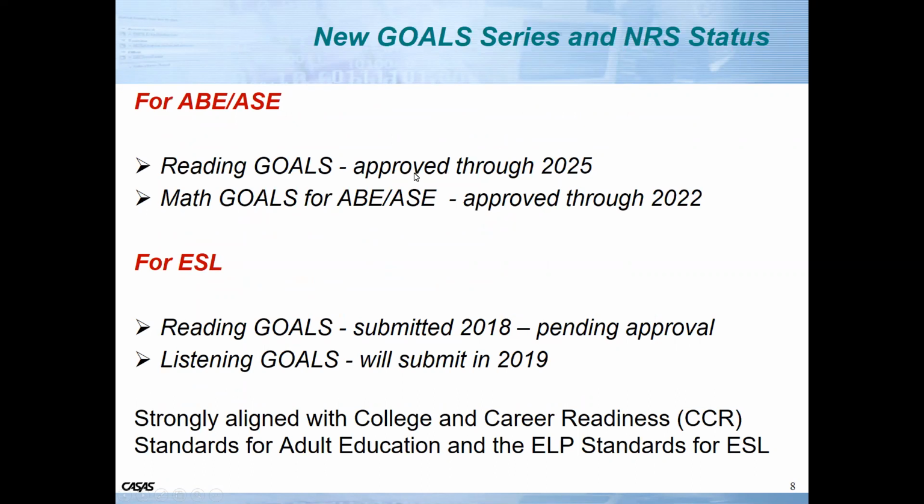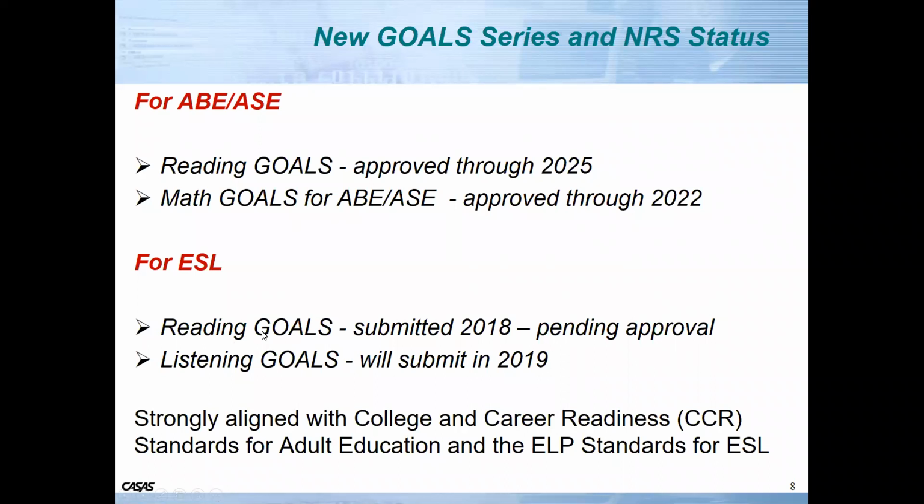All right, now just to summarize where we are with all of the new tests in our new goals series, and it is a little complicated, sorry for that, but there's nothing we could do about it. The reading goals for ABE and ASE is, as I just mentioned, approved through 2025, and the math goals, also for ABE and ASE, is approved through 2022. Okay, that's simple. But for ESL, the reading goals is not yet approved, but it was submitted last October, and it is pending approval.